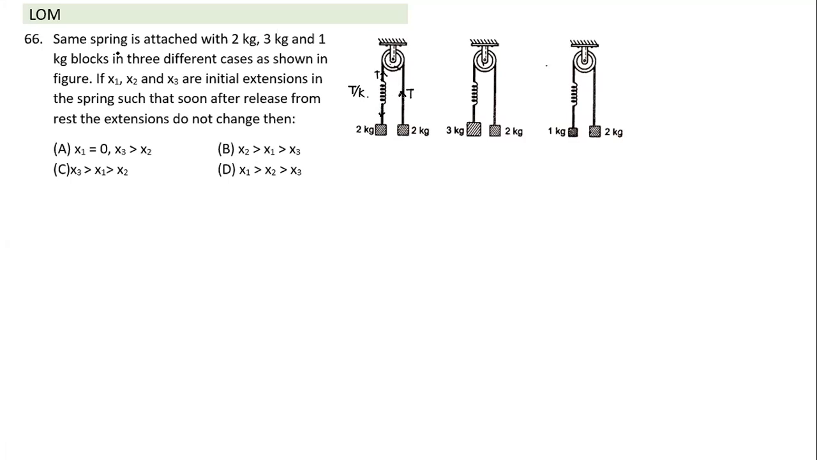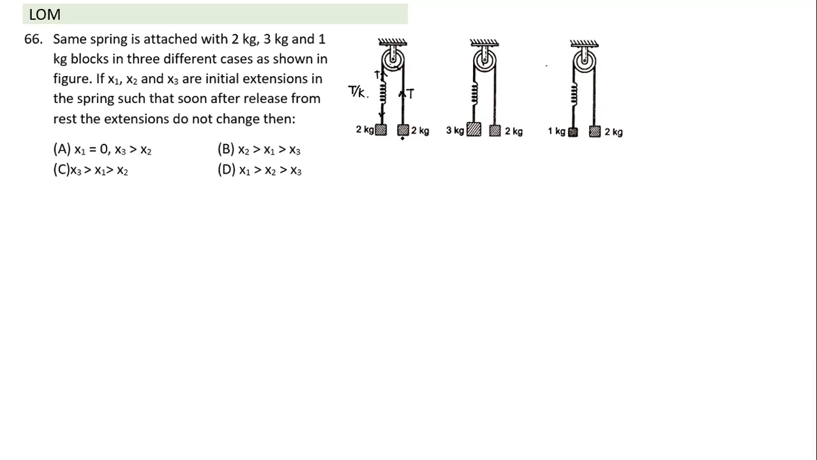So let's come to this question. The same spring is attached to these three systems. What we need to find is, the system is initially held in a particular state and suddenly we release it. What has to be the initial extension of the spring so that even after release, its extension does not change? So what has to be the condition if the extension does not change?